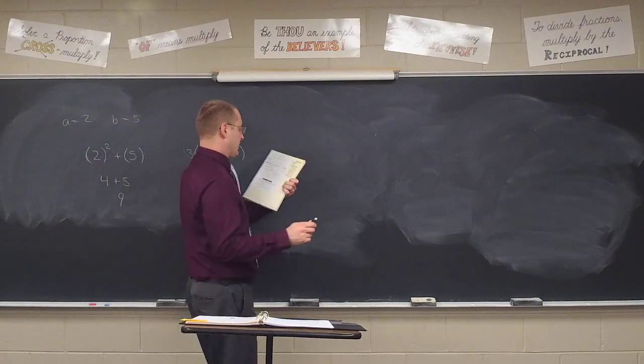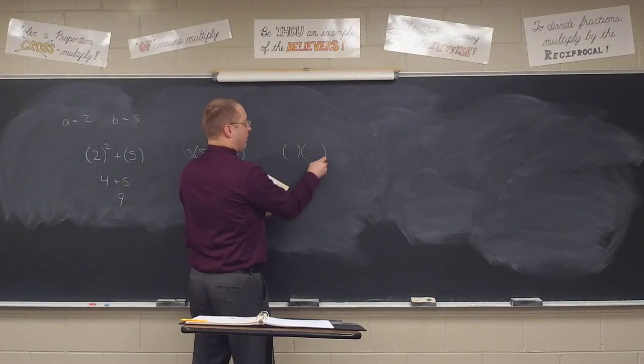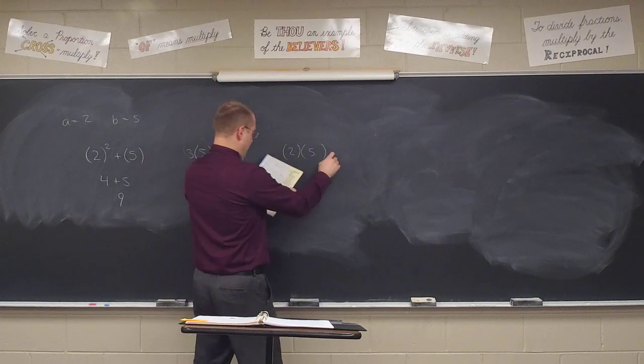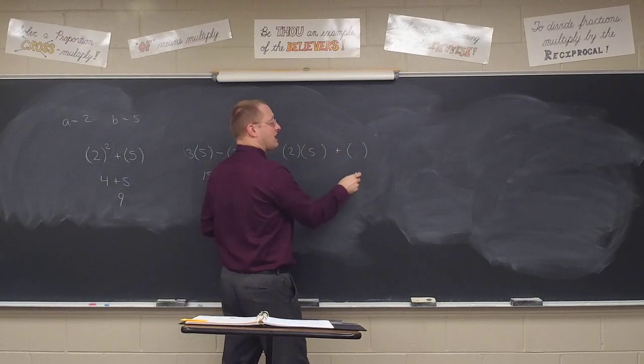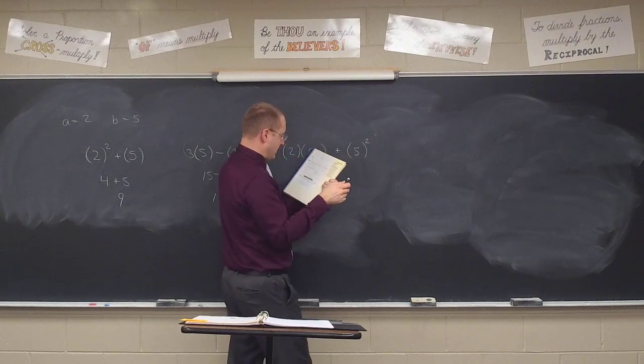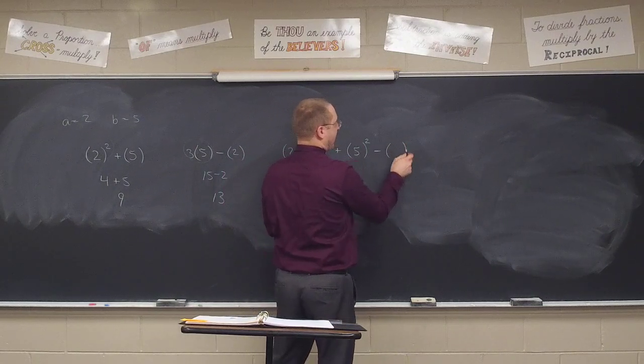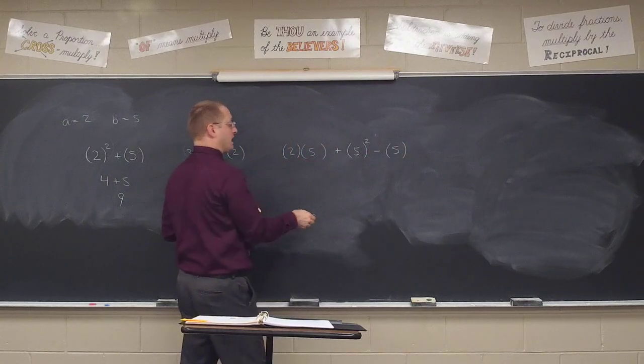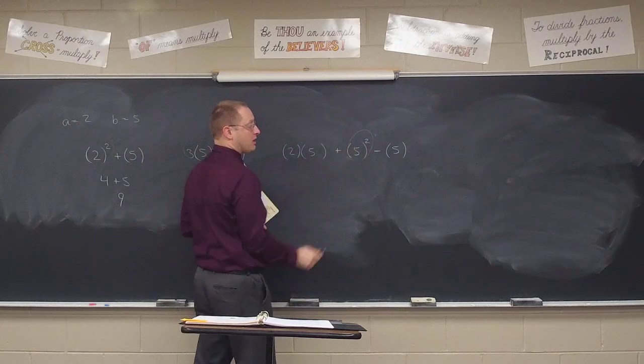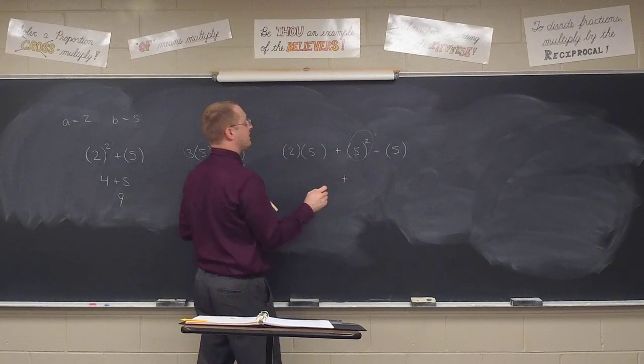Look at the next one. Whew, I got a lot going on here. It says AB. Well, that means what times what? 2 times 5. Okay, then it says plus B squared. Well, that's really 5 squared. And then it says minus B, or minus 5. Or you could think of that as a negative 5. We start with the exponent. 5 squared?